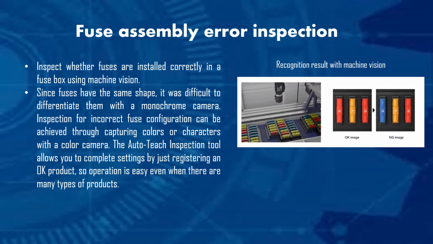Fuse assembly error inspection. Inspect whether fuses are installed correctly in a fuse box using machine vision. Since fuses have the same shape, it was difficult to differentiate them with a monochrome camera. Inspection for incorrect fuse configuration can be achieved through capturing colors or characters with a color camera.